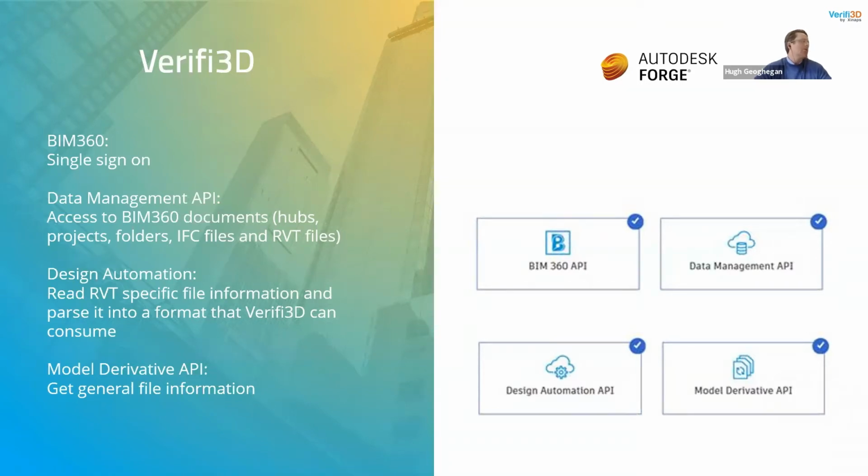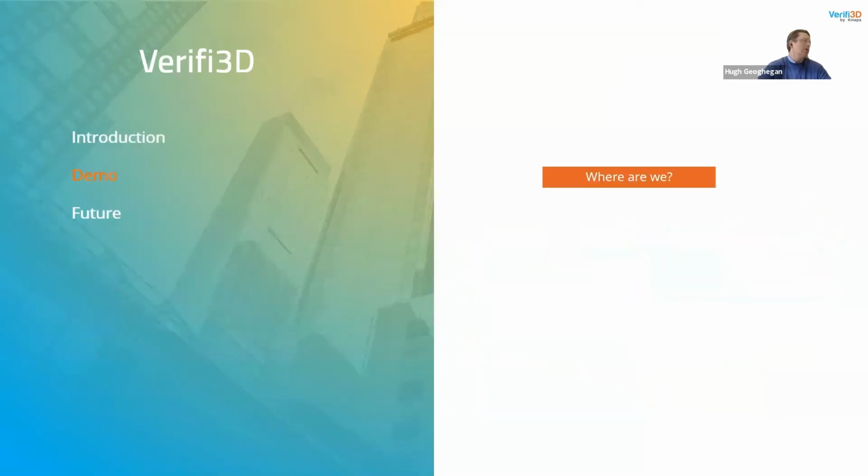Regarding the relationship with Forge APIs, we're reading information which is coming specifically from Revit files, and then we're changing that into our own Verify 3D format, and we're reinterpreting it in the Verify 3D environment. The model generative API, we're not that busy with that at the moment. I had a chat with the developers before the presentation. There isn't a huge amount going on there, but with BIM 360 sign-on, the data management API, and the design automation, that's where we are doing a lot of work at the moment.